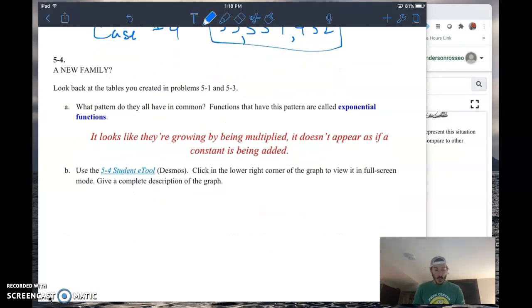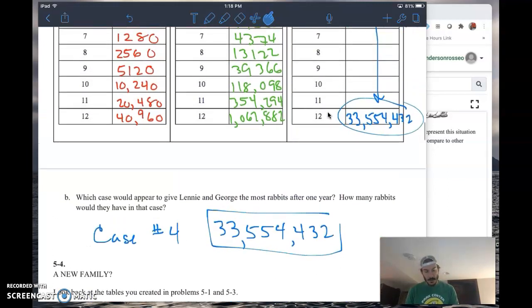right? It says, what do they all have in common? And I made a little note ahead of time here. It looks like instead of adding the same thing every single time, they're all being multiplied. It doesn't appear a constant's being added, they're all being multiplied by a constant. And that's the thing that creates this new growth pattern for us. And we're going to see, you guys can click this in your book, a new Desmos E tool that asks us to do some graphing with our work from case 2.